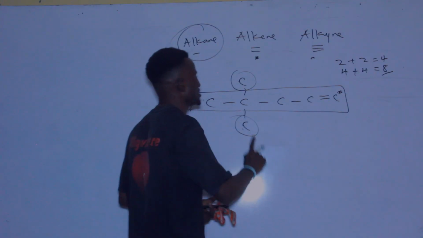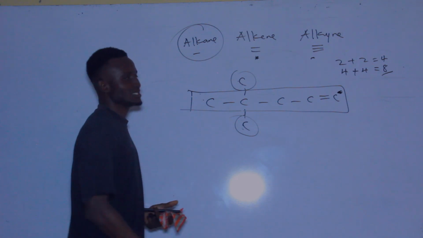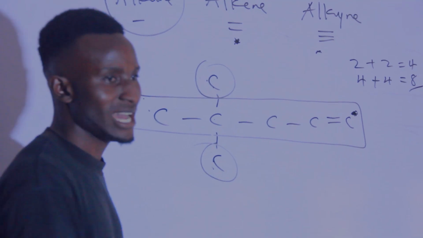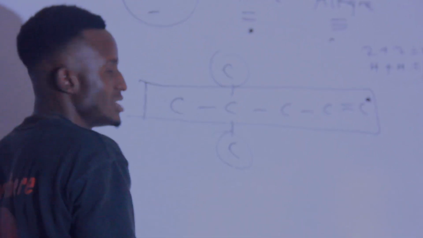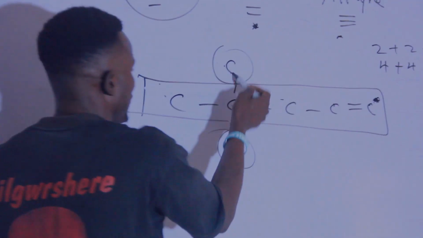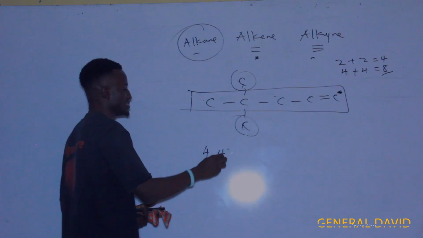And the only side I can use to favor this is to start my counting from this side. So now the naming becomes, don't forget the law I explained, the ligands come first, and the ligand we have here is methyl. If I start counting from here, this methyl will be at carbon 1, 2, 3, 4. So they are at carbon 4, comma 4.